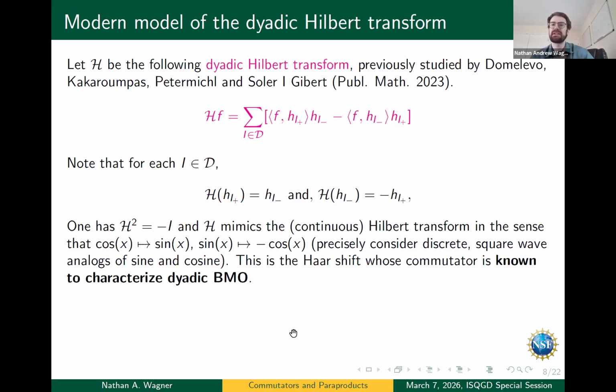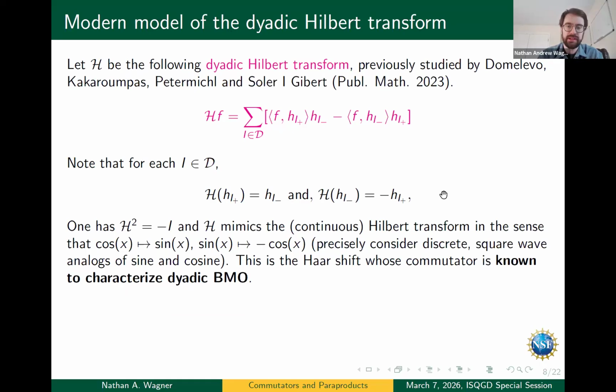And this operator, in some ways, is a better model for the continuous Hilbert transform because it satisfies the anti-self-adjoint property that if I look at H squared, I get minus the identity, right? And that's true of the classical Hilbert transform. It also mimics the Hilbert transform in that it maps cosine to sine and sine to negative cosine in some square wave sense. And the relevance for us is that this is the Haar shift whose commutator is known to characterize dyadic BMO.